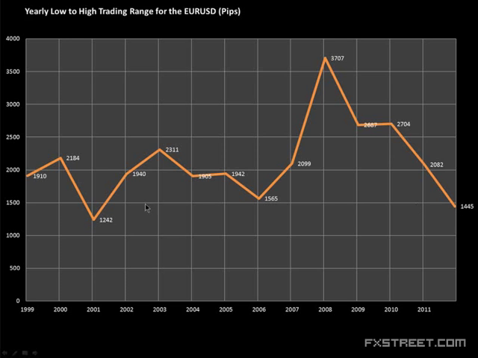Now, even on a relative basis, if you were to put a mean in here, or an average or something like that, it would be somewhere around 2,300 pips. We're a long way away from that with this year's trading range.